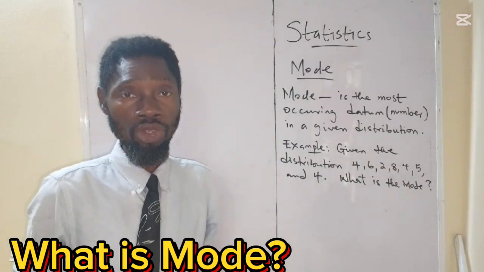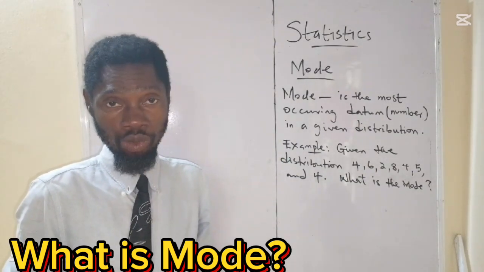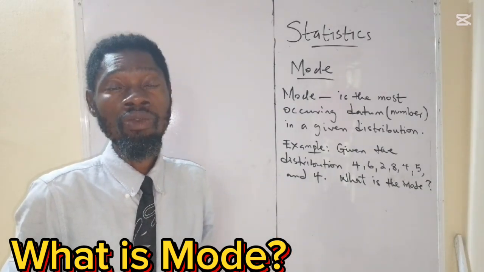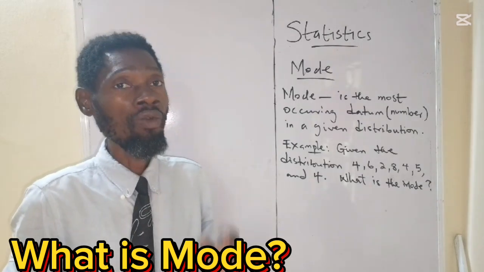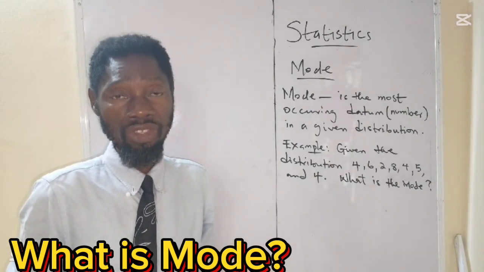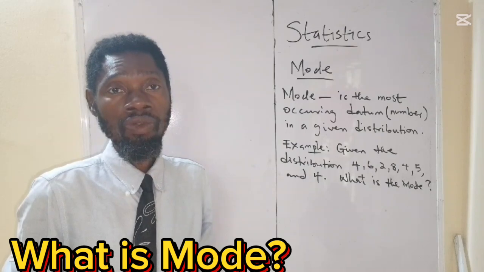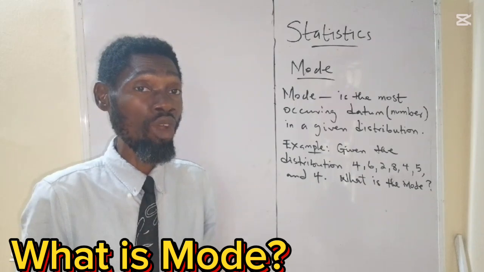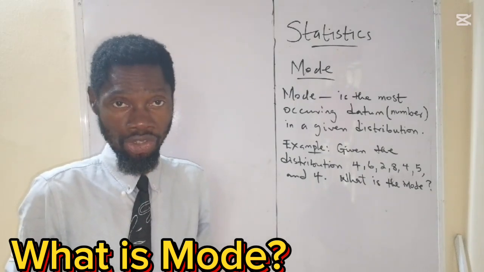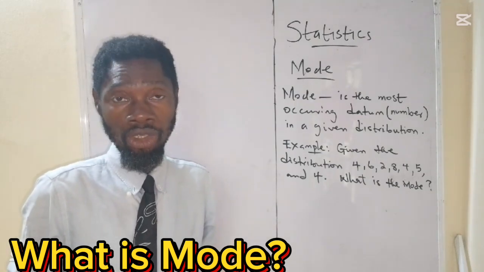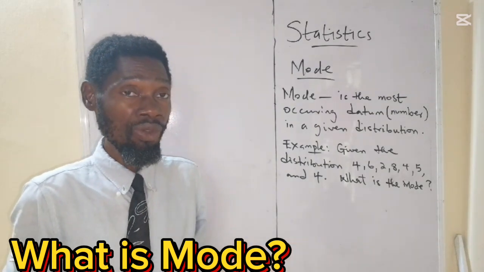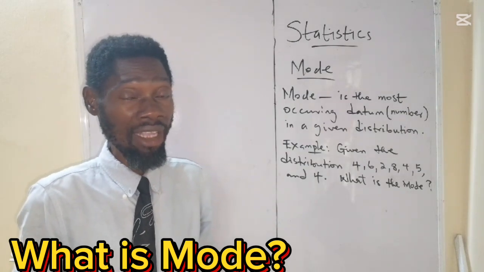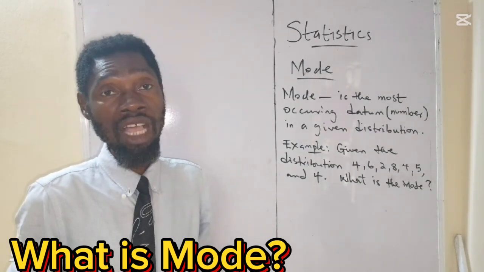Mode is the most occurring datum. The singular of data is datum. The most occurring datum or number in a given distribution. That number, that datum that appears more than other numbers in a given distribution is called the mode. So just have it in you that when you're given a distribution, that number that appears more than other numbers is called the mode of that distribution.